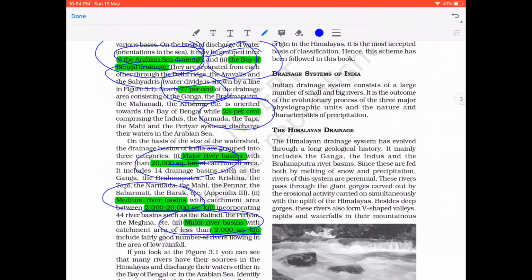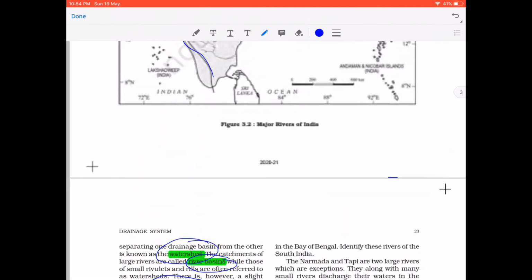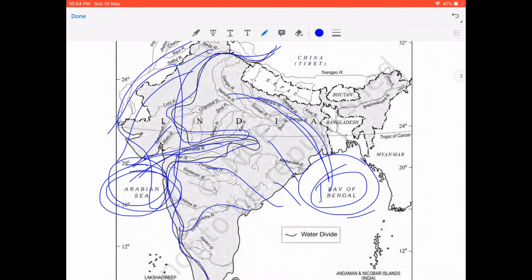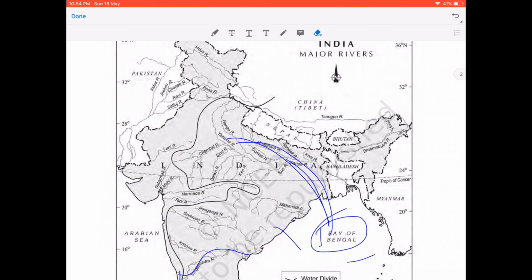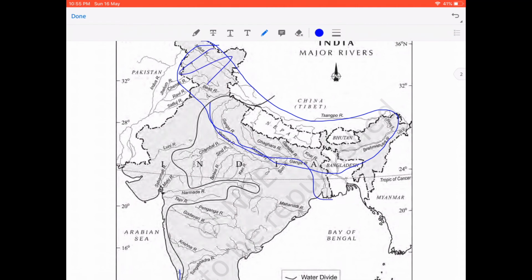Next, based on the origin of the river, our Indian drainage system is further classified into Himalayan drainage and peninsular drainage. Let me show you in our map above. If you see, these rivers have the Himalayas as their origin. So all these rivers have their origin in the Himalayas only. So these rivers are called Himalayan drainage.